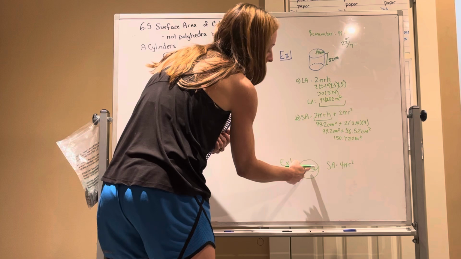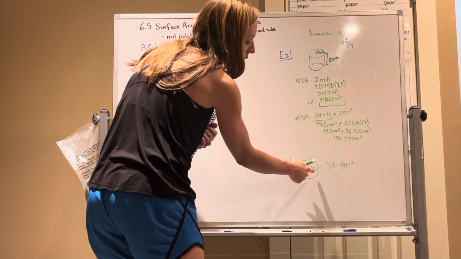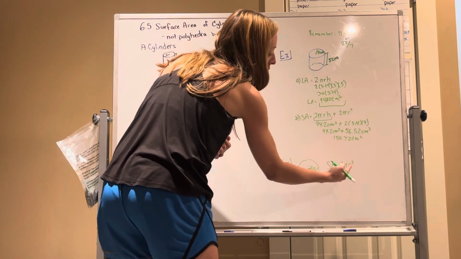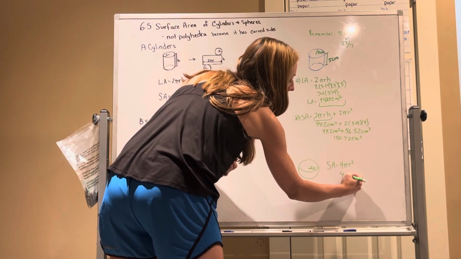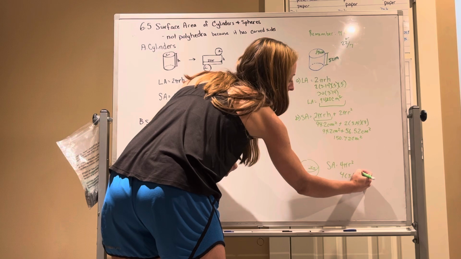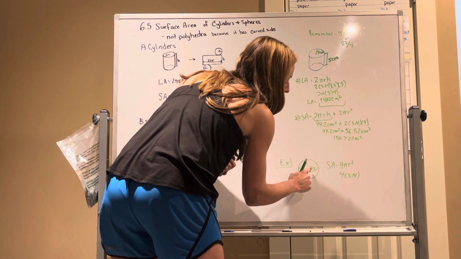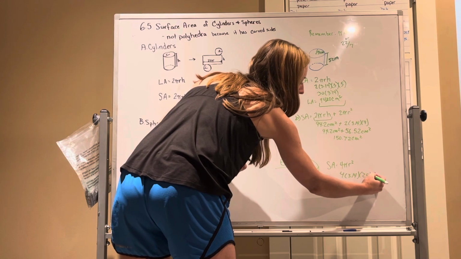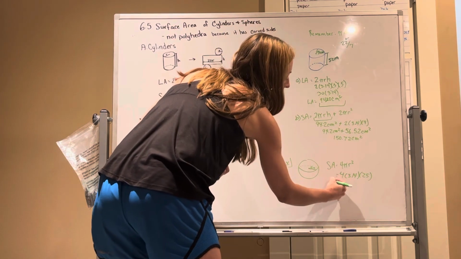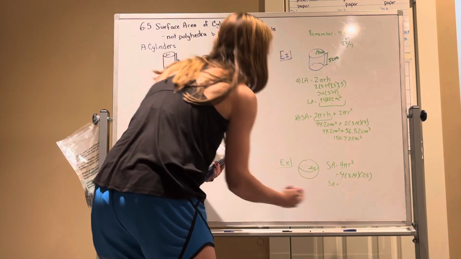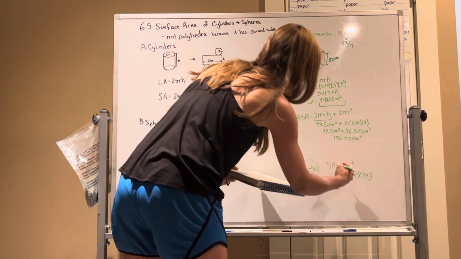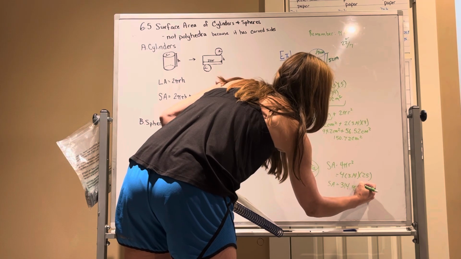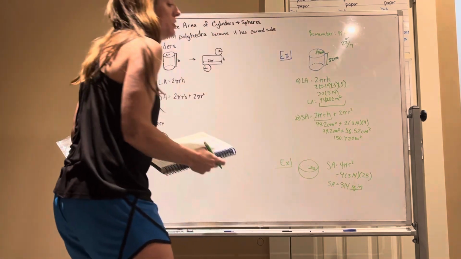All right, the sphere, that radius right there is 5 inches. So you just plug that into your formula. 4 times 3.14 times 5 squared, which is 5 times 5, which is 25. And so the surface area equals 314 square inches. Don't forget to add your unit.